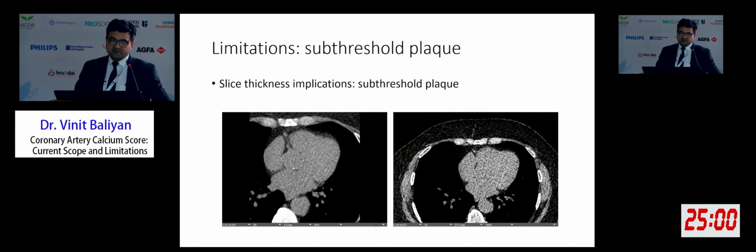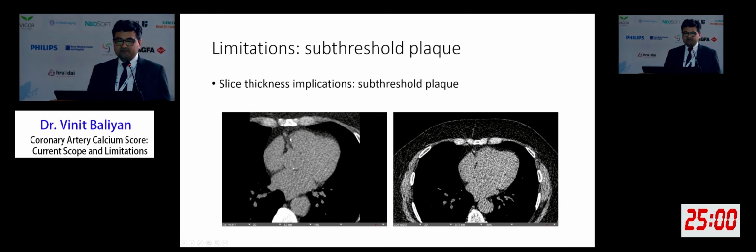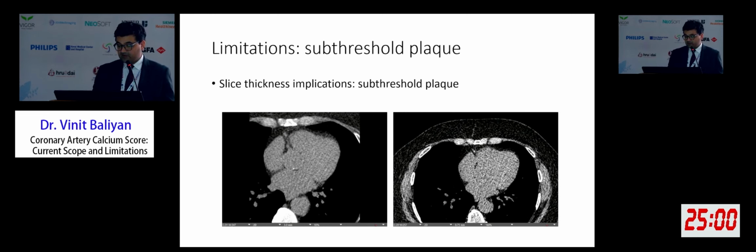Another limitation of calcium score CT is technique-related, because we are quantifying plaque based on 2.5 millimeter thick slices. You can see in this image that the RCA has these bright pixels, but they are averaged out with fat on thicker slices, and they were not detectable by the score calculator. So you can miss some plaque, even calcified plaque, with the existing technique. But we still continue to use thicker slices because that's how it was standardized.